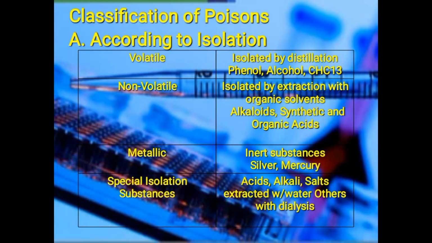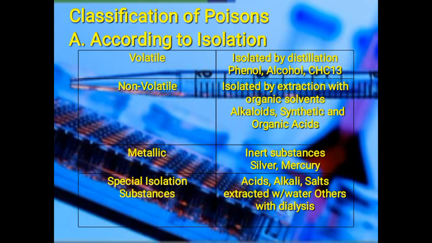These chemicals are all isolated by the distillation procedure. When you say distillation procedure, it's just like when you distill your water, when you distill your alcohol. You separate the impurities and harvest the particular liquid; most of the time those volatile poisons are in liquid form. Like for example, phenol, where the primary ingredient of an antiseptic solution, which is Lysol, is phenol, and also alcohol, where the primary ingredient is alcoholic drinks.